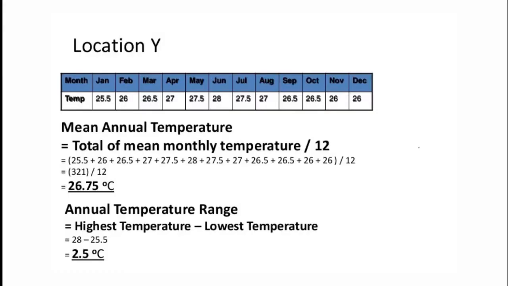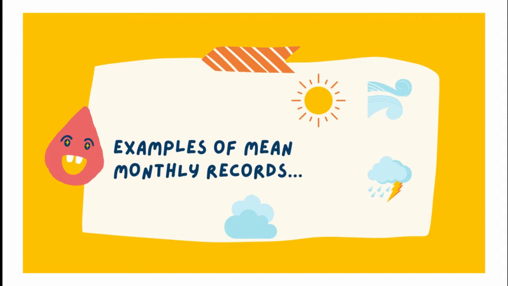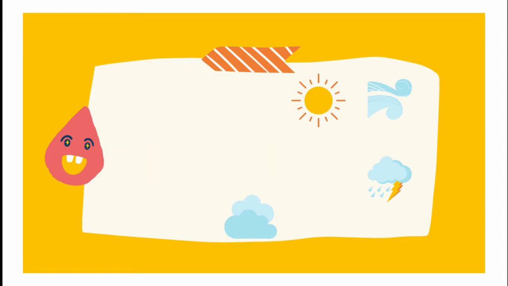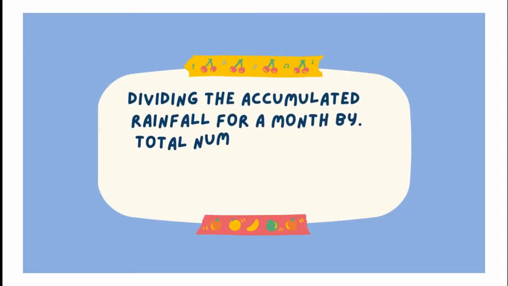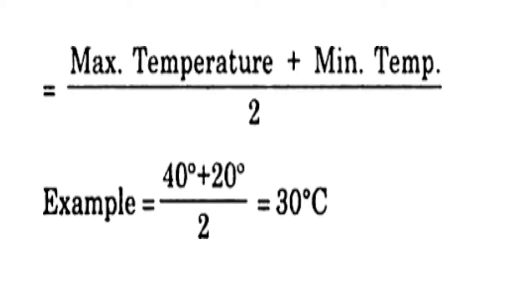Talking about mean of elements, annual mean will be the sum total of that element divided by 12 because we have 12 months in a given year. Mean monthly record is gotten by the sum of all daily records divided by the number of days in that particular month, because some months end in 29 like February. Then we have 31 and 30.